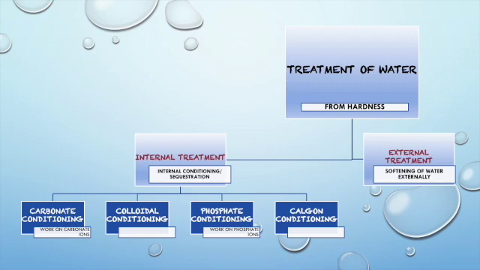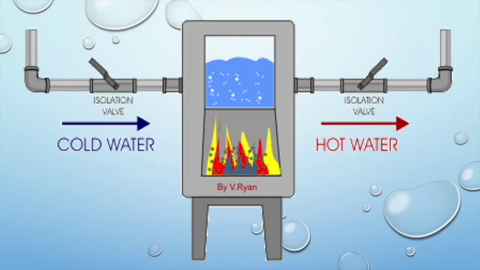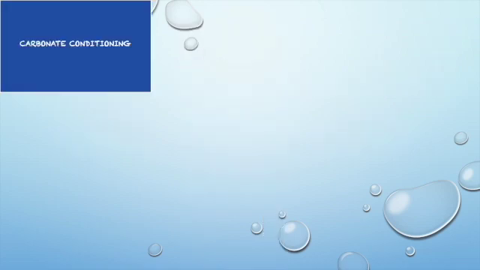Let's begin with the carbonate conditioning first. In order to understand this carbonate conditioning, let's have a look first at what the boiler looks like from inside. Now this is the boiler from inside. As you can see, the water is getting heated up and the water is boiling. So we are basically working inside this particular structure, so don't lose the focus of this particular structure. Okay, let's start with carbonate conditioning.